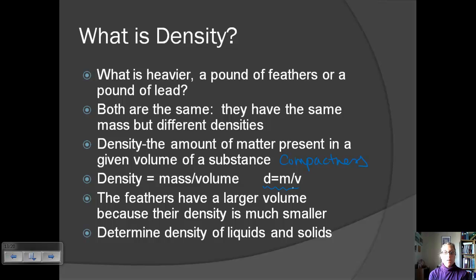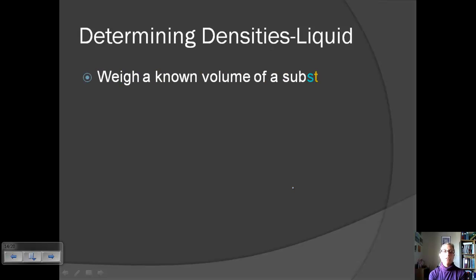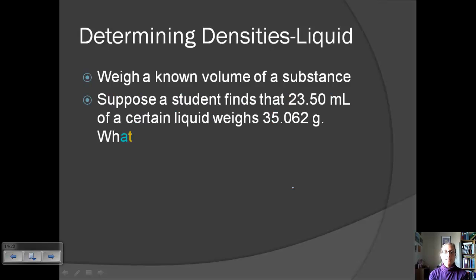We can look at ways to determine the density of liquids and solids, and so we're going to look at examples of both. So first, let's look at determining the density of a liquid. Well, we know for density we need mass and volume. And on Earth, mass and weight are basically the same thing. So we're going to weigh a known volume of a substance, and that will give us a mass and a volume. Okay, so suppose a student finds that 23.50 milliliters of a certain liquid weighs 35.062 grams.